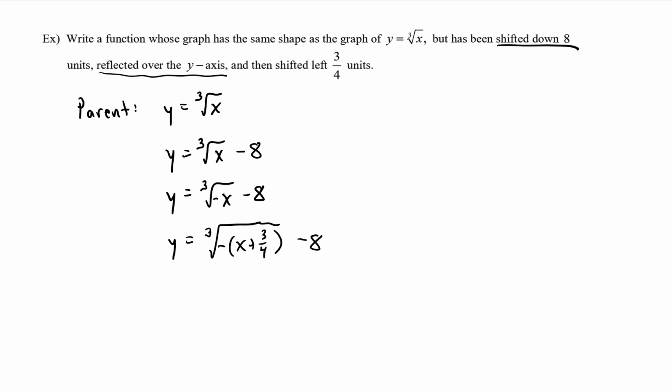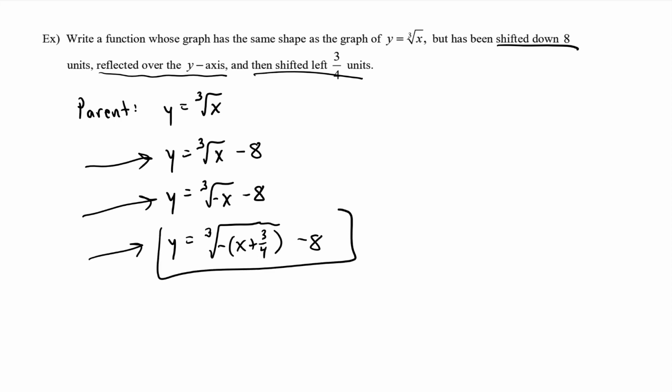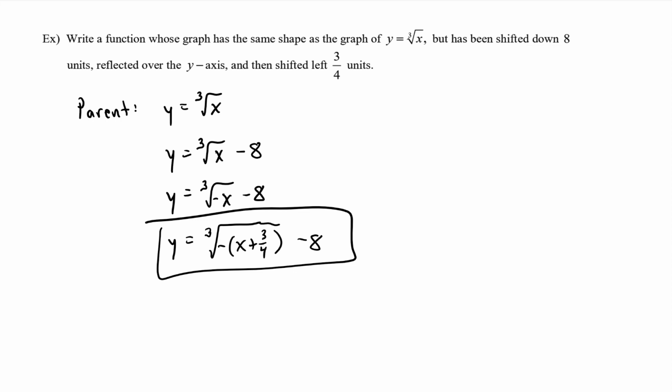So again, you have to go in the order that you're told. Order's not up to us here. So it said down 8, that was this one. Then it said flip it over the y-axis, that was this one. And then it said finally go left 3/4, that's this one. So this is the final result. That function right there has this shape, but it's been shifted down 8, flipped over the y-axis, and left 3/4 units. It didn't say to graph, so we don't need to graph it.